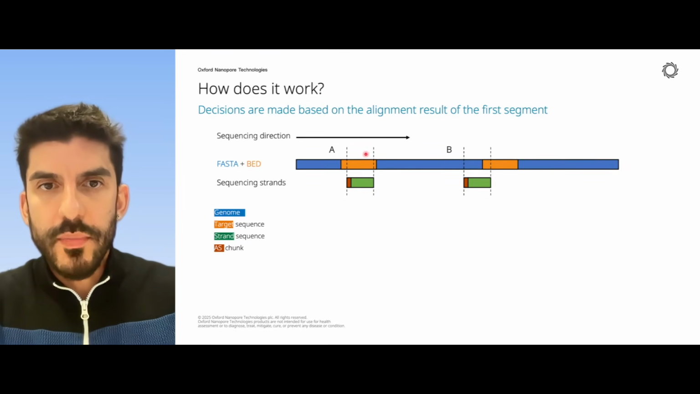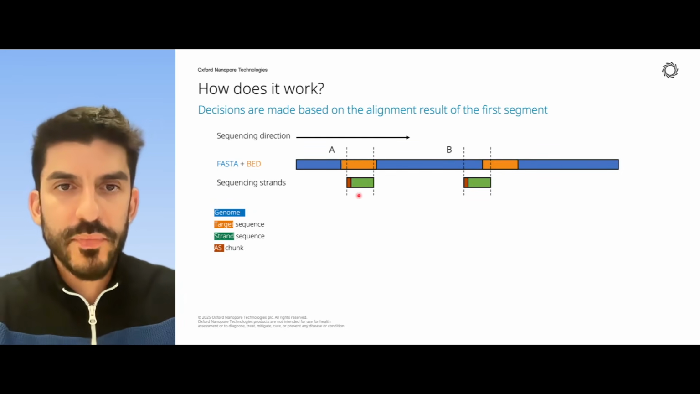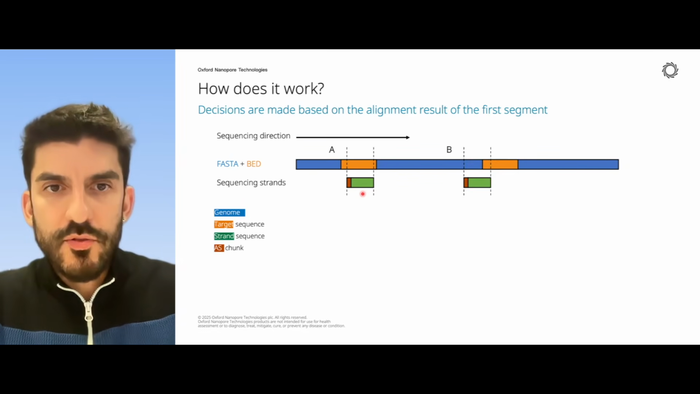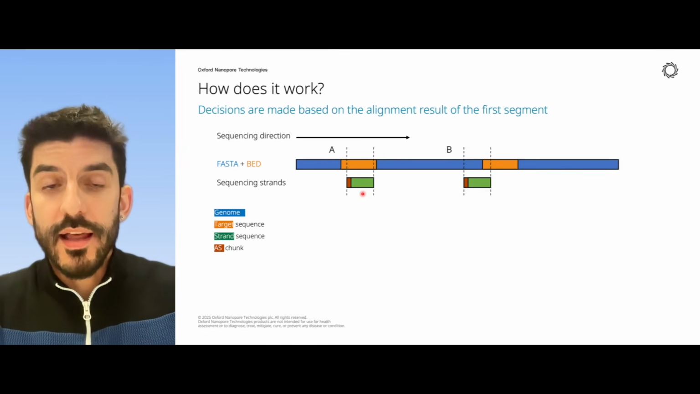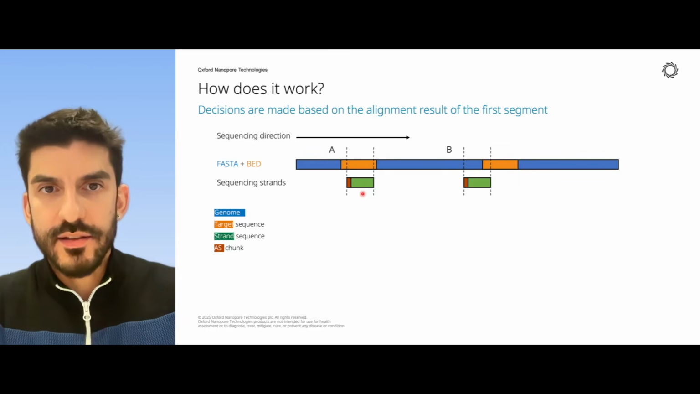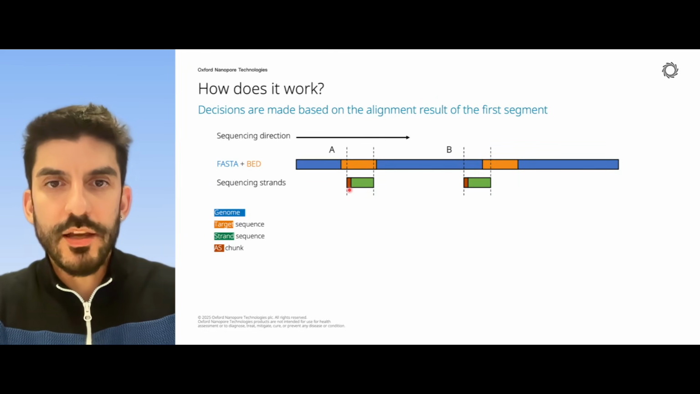In orange, we marked regions of interest that we would like to enrich. So these are the regions that would be marked in your bed file. In brown and green, I depicted what a strand would look like aligned to this particular FASTA and bed regions. In brown, I marked the beginning of the strand.